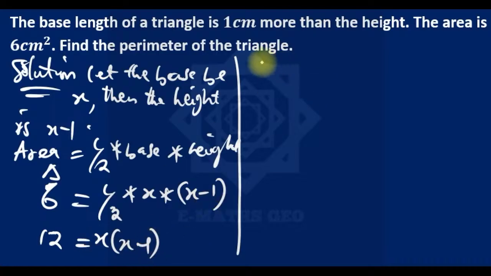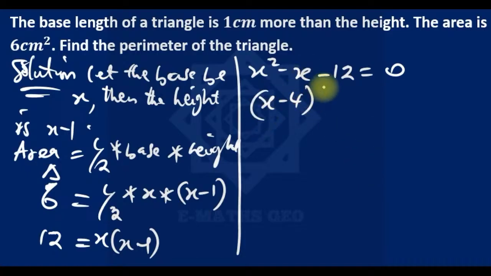So open up the bracket. I have x squared minus x. This times that gives us this equal to 12. But we have to bring the 12 to that side to be minus 12 equal to 0. So we'll factor. So we have x minus 4 and x plus 3. Yes. If you open up this, we'll get this.